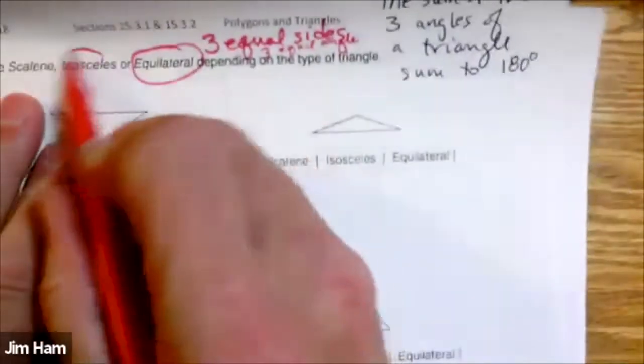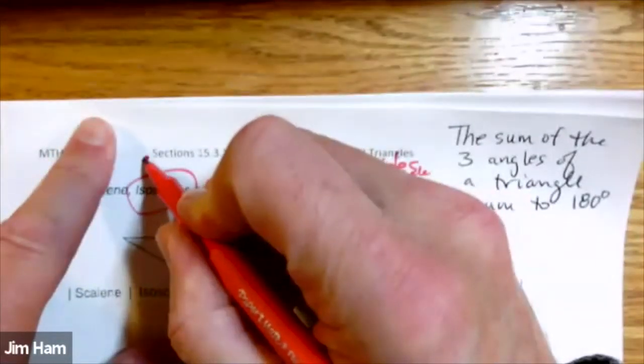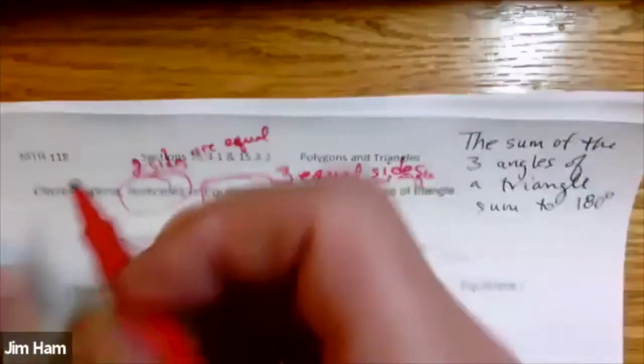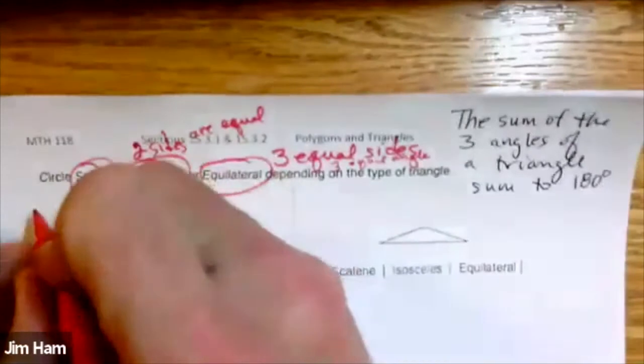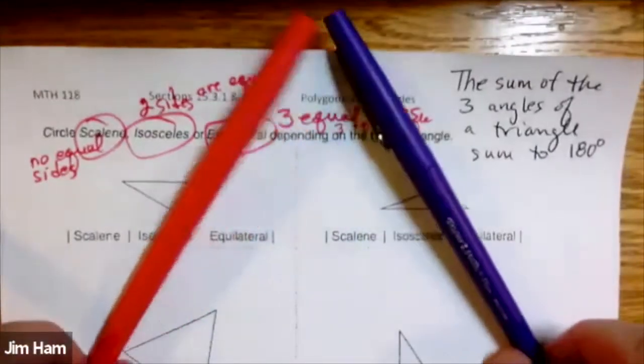The next one is isosceles, and this one would have 2 sides equal, and the third side not equal. And then finally, scalene has no equal length sides. So all 3 sides are different lengths. So these 2 pens are the same length.